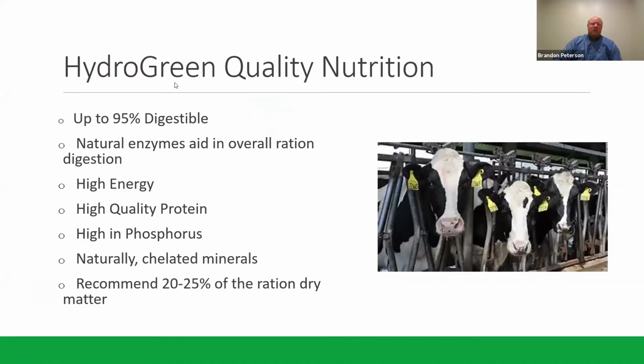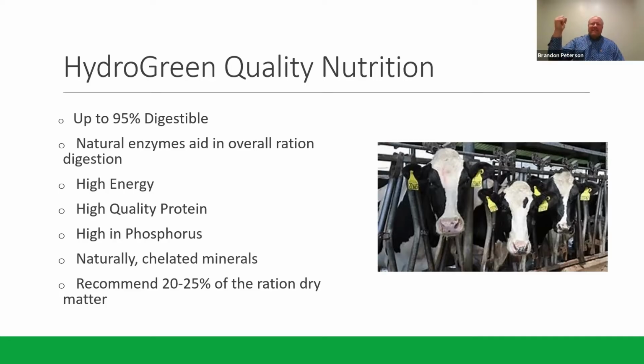So what about the nutrition? The quality of the nutrition is really what you guys all want to hear about. The feed is about 95% digestible. So if my fist is a seed, the original parent seed is about 62 to 65% digestible. In those 6 days of growing, we're going to end up with a plant that's about 95% digestible. It's full of natural enzymes that are going to aid in the overall digestion of the ration.